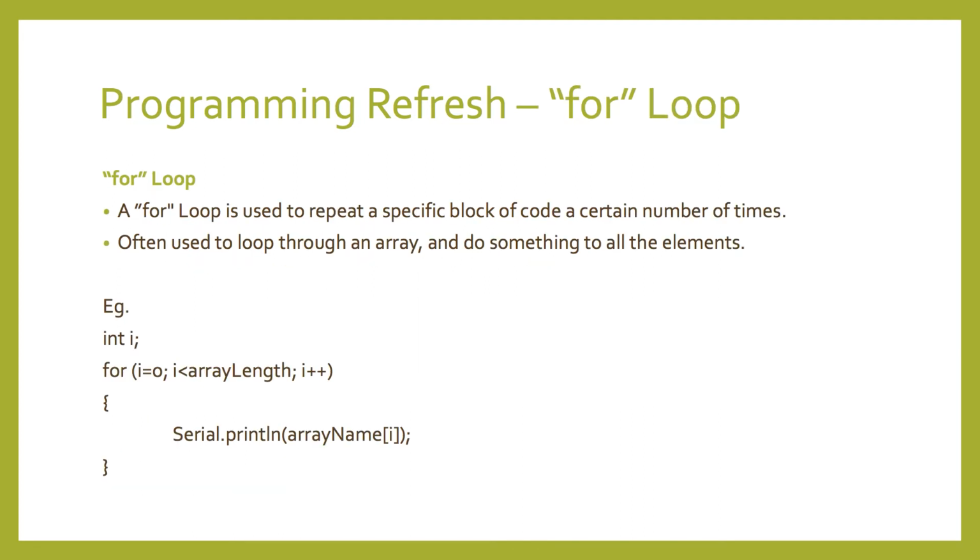Finally, let's look at a for loop. A for loop is used to repeat a specific block of code a certain number of times, and it's often used to loop through an array. So we create an integer variable called i. We set it to 0, and then we compare whether it's less than the array length. If it is, we add 1 to it. Then we execute the code, and we go back and repeat that loop until our variable i is equal to the array length, in which case whatever was in our for loop stops running.